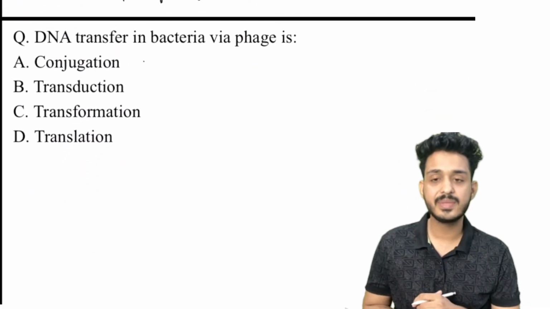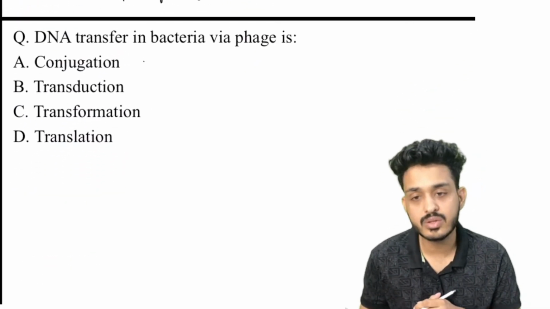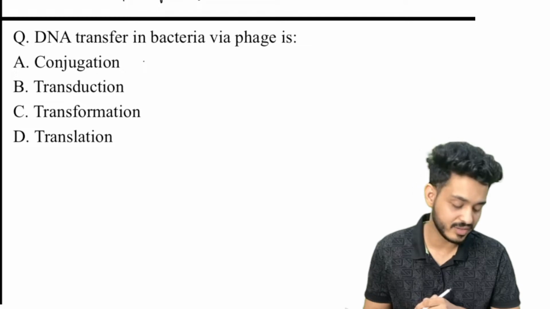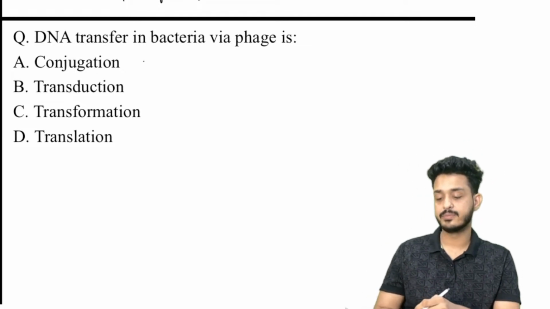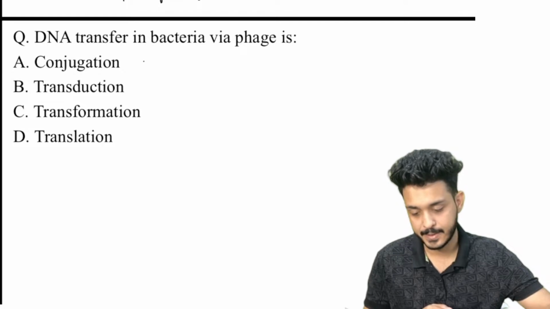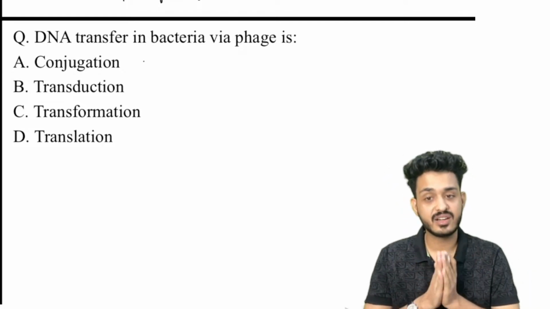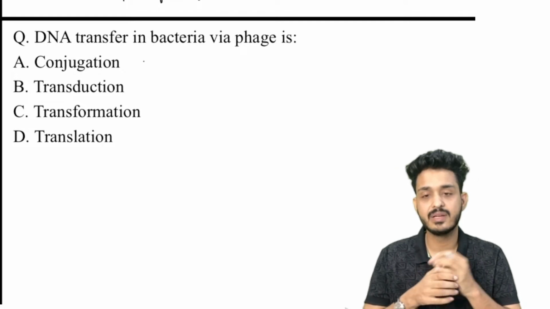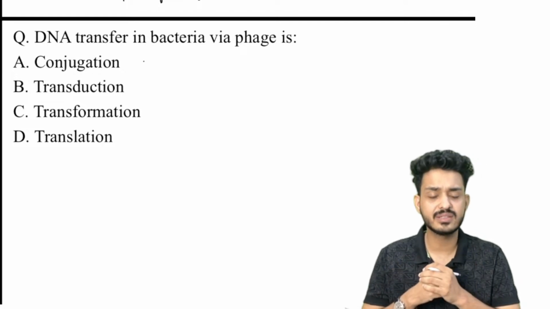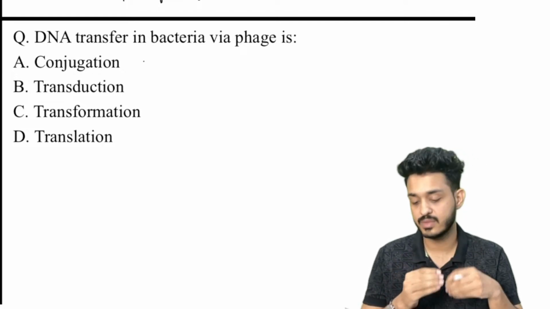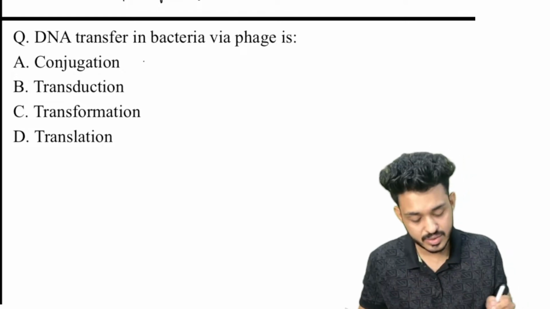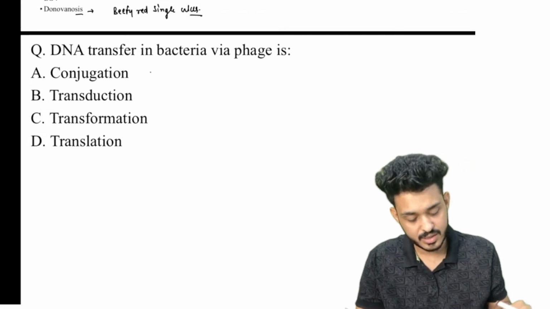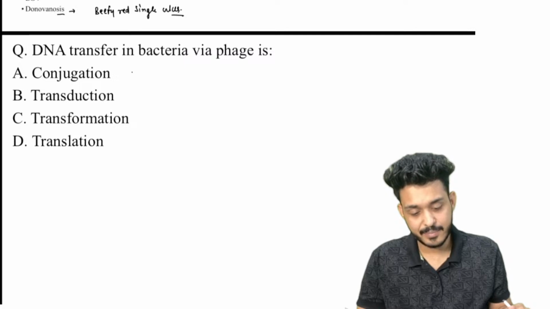Now we will be discussing question number 2. What is question number 2? DNA transfer in bacteria. DNA transfer in bacteria via phage is known as what do we call it? Is it conjugation, transduction, transformation, or translation? How will the bacteria transfer DNA? Why is it important? The reason being, nowadays antibiotics are getting resistant, so antibiotic resistance will be transferring from one person to another. So DNA transfer in bacteria via phage.